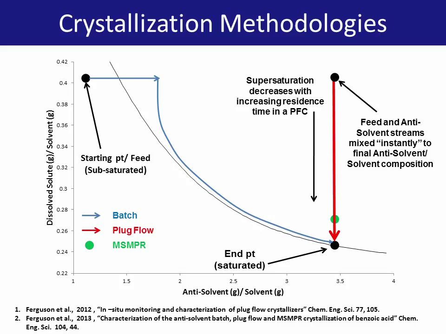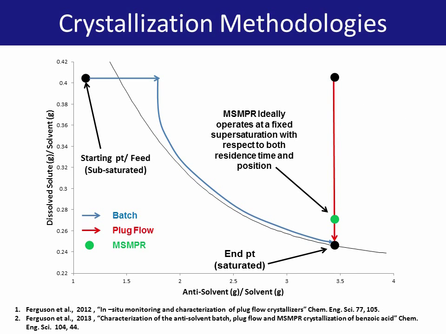As such, the dynamics of a plug flow crystallization are mathematically identical to that of a non-fed batch, except that supersaturation is depleted along the length of the tubular section rather than with respect to batch time. This contrasts to the MSMPR crystallizer, which operates ideally at steady state with respect to both position and time.